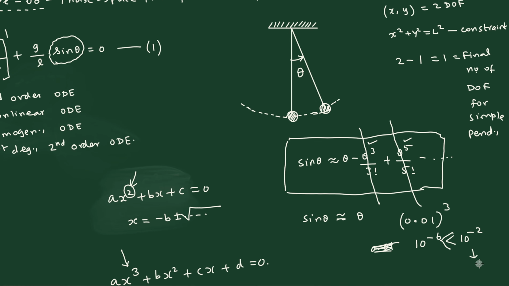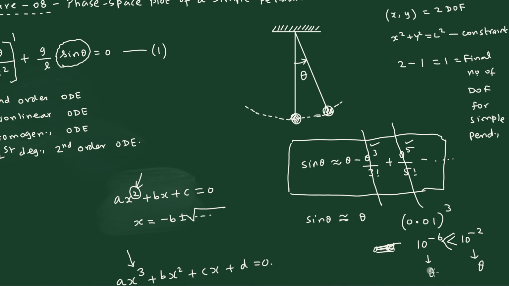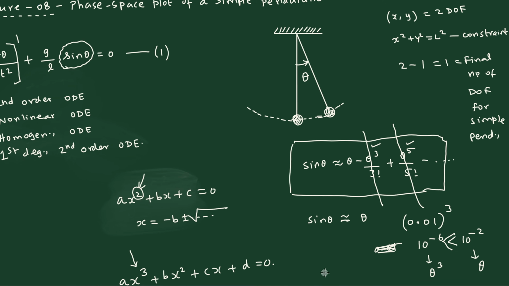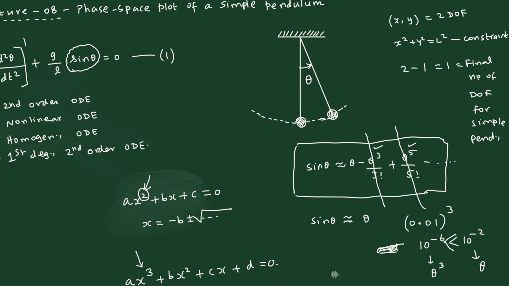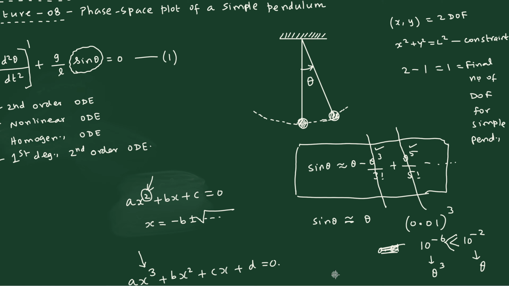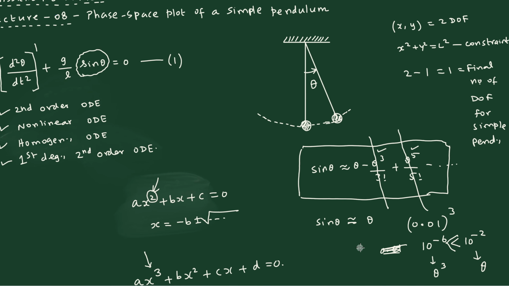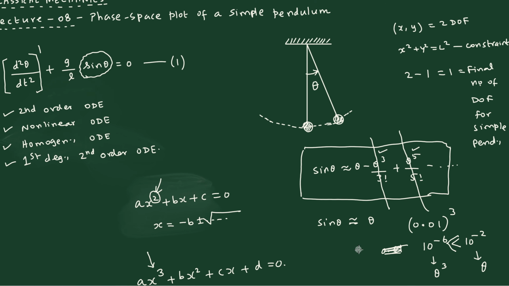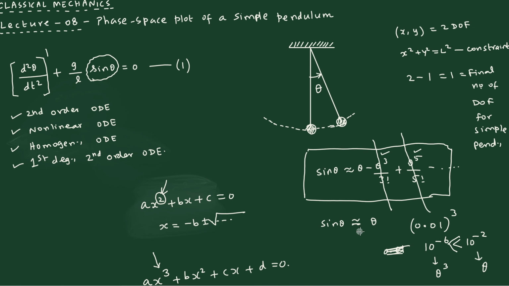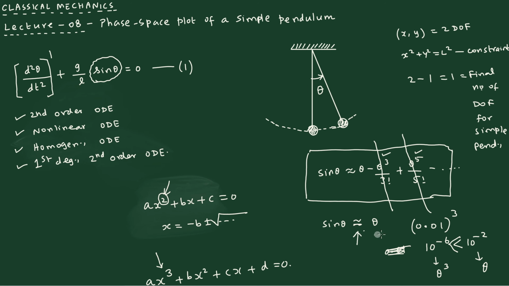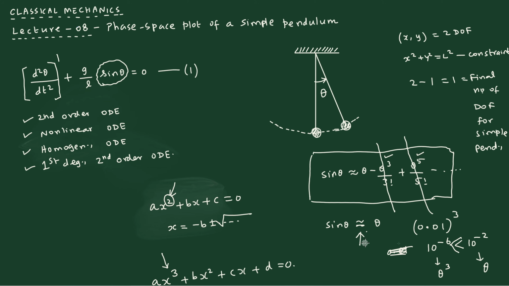So this is my theta. 10 to the power minus 2 is my theta, and 10 to the power minus 6 is theta to the power 3. So whenever theta is a small number like this, theta to the power 3 is very small, theta to the power 5 is very, very small, and so on. And therefore, I can safely neglect them. And of course, by neglecting, there is going to be a little bit of error. And therefore, you see that this particular symbol, approximately equal to theta, is to be used. You can't say equal to. It's approximately equal to theta.